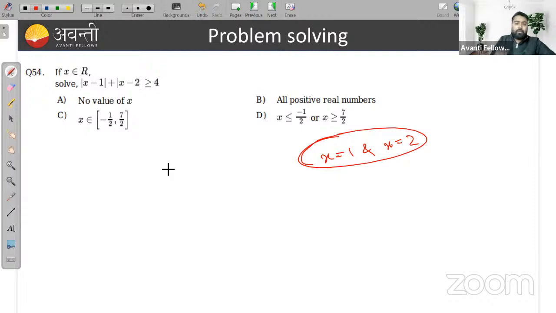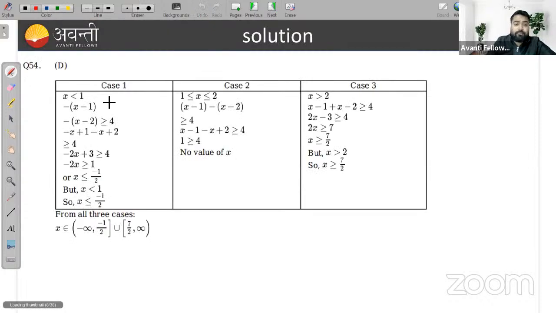So what will happen? There are 3 cases arising. So what are those cases? The first case is when x is less than 1. Case 2 is x lying between 1 and 2. And case 3 is x greater than 2. So what will happen when x is less than 1?